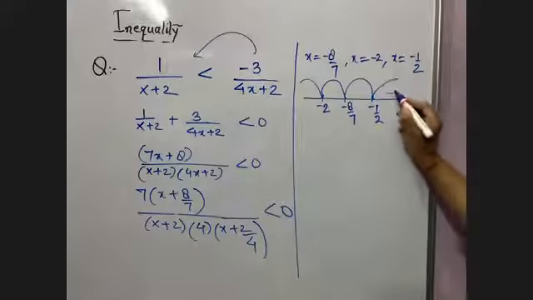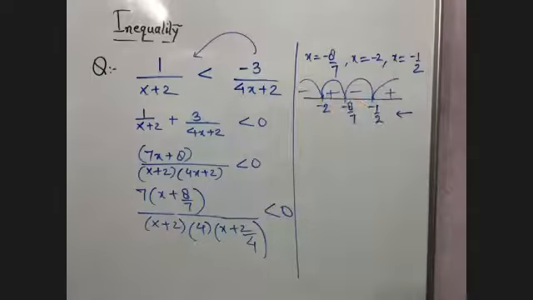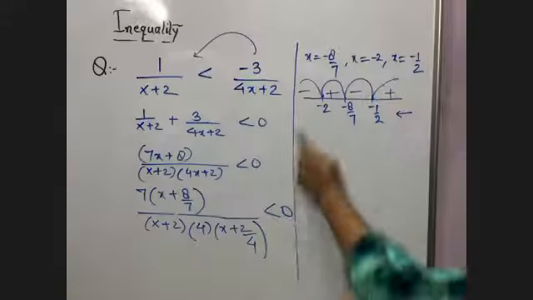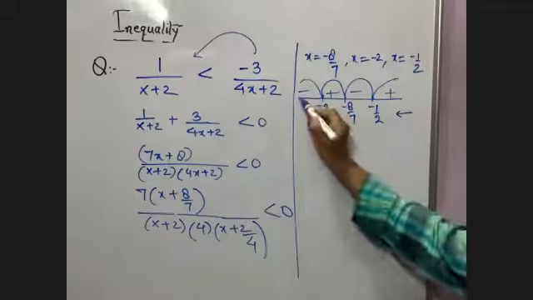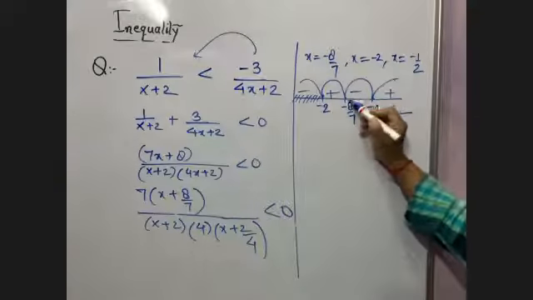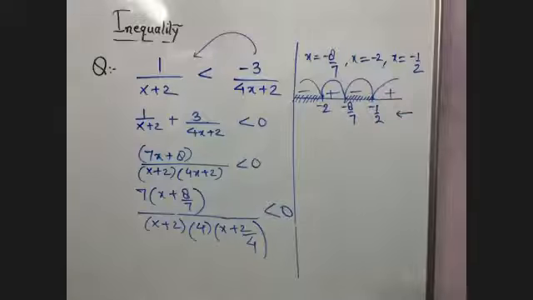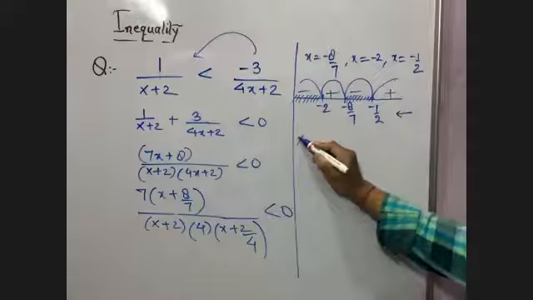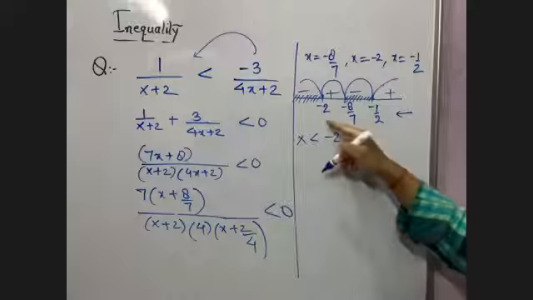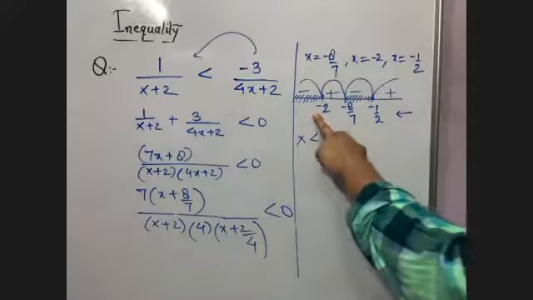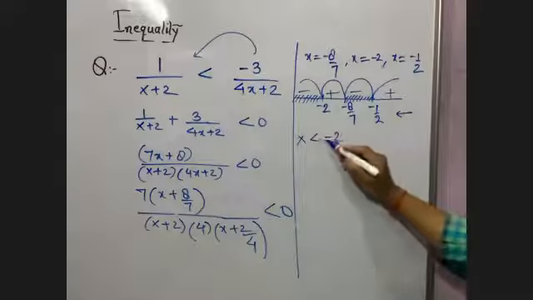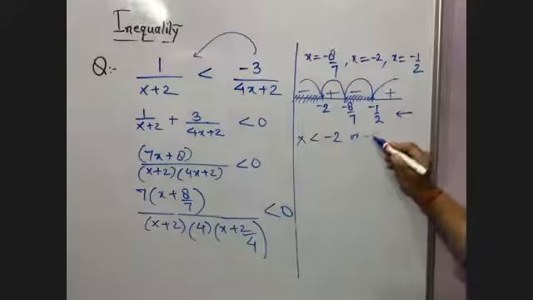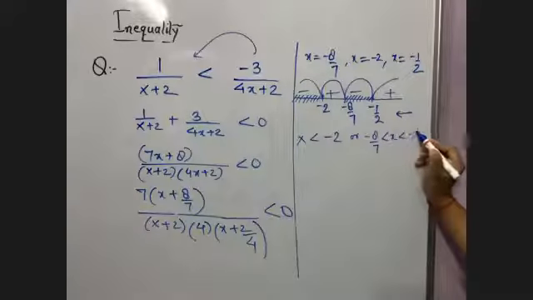Proceed from right to left: plus, minus, plus, minus. Now what did we want, beta? We wanted the negative sign. Negative comes here, negative comes here. So my answer should be this region and this region. So I'm going to write the answer. x is less than minus 2. Do we want minus 2? If you put x equal to minus 2, the denominator is 0. So we don't want it.